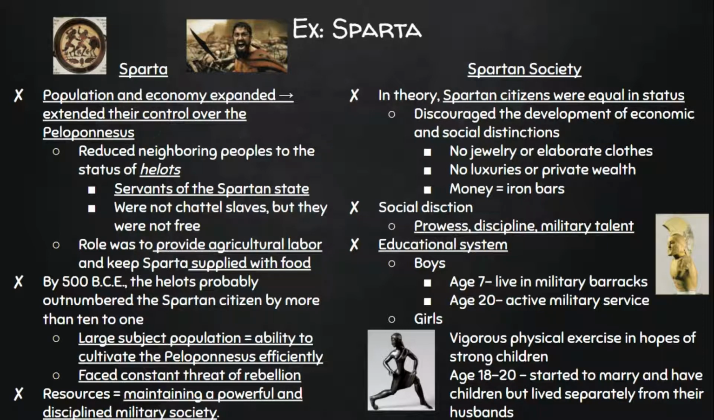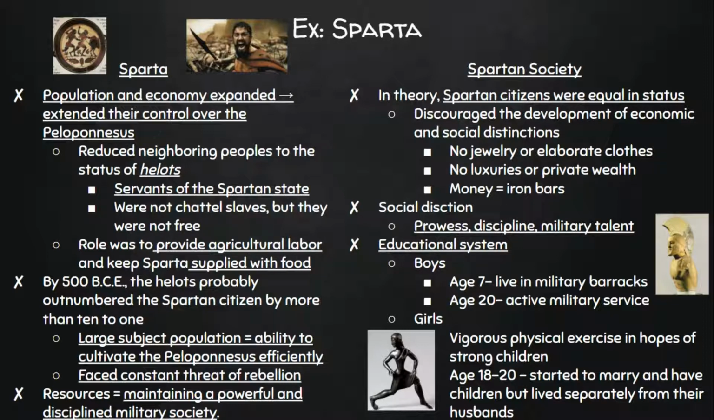Looking at this military society, in theory, Spartan citizens were equal in status. They discouraged the development of economic and social distinctions. So they didn't really have any jewelry or elaborate clothing, as well as luxuries or private wealth. Even their money, for example, they didn't have specific coins. They just had iron bars to show their wealth. They were really trying to say that there was no better individual through wealth or through appearance. The only true social distinction would have been your prowess, your discipline, and your military talent.